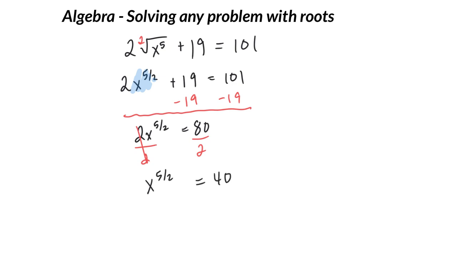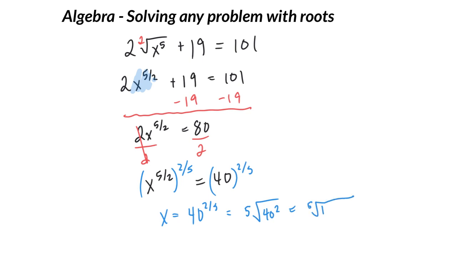Of course, the way we get rid of the 5/2 is the reciprocal, raised to the 2/5. So x is equal to, again, if you want to just write 40 to the 2/5, I almost prefer that because it's an exact answer. You could also write the 5th root of 40 squared. 40 squared is 1600, so you could write it's the 5th root of 1600. But I always prefer to have the answer written that way than decimals.